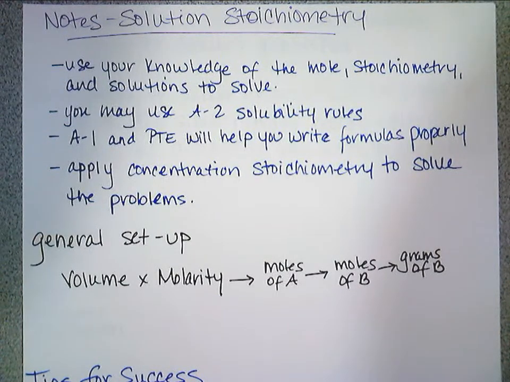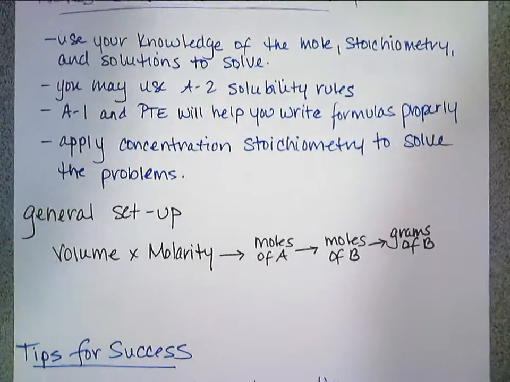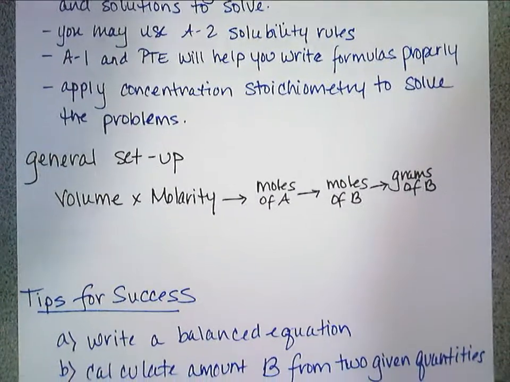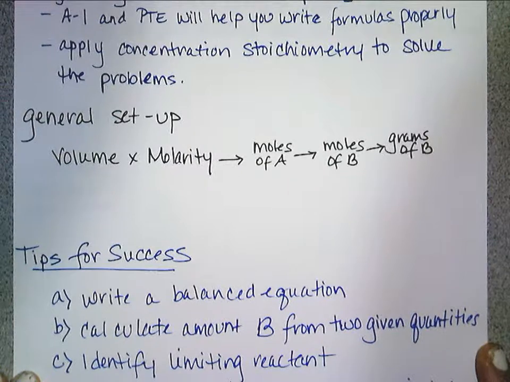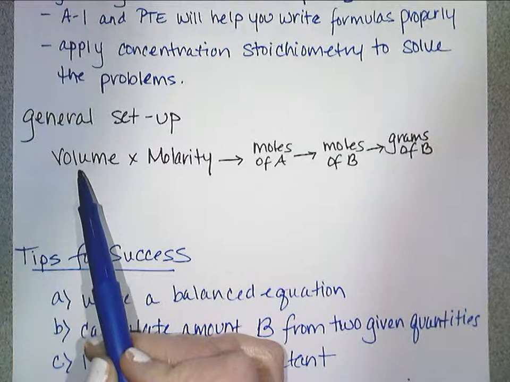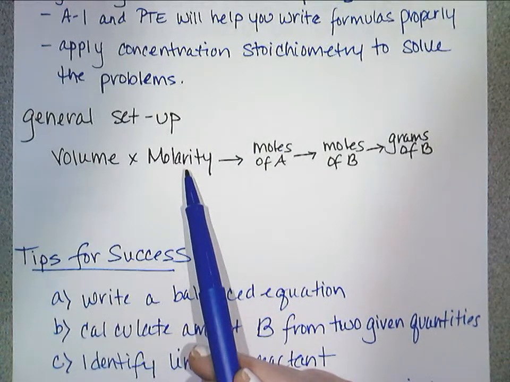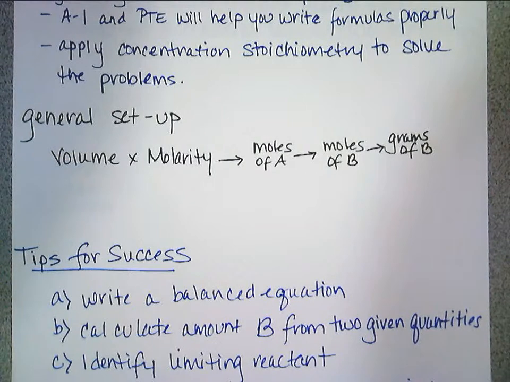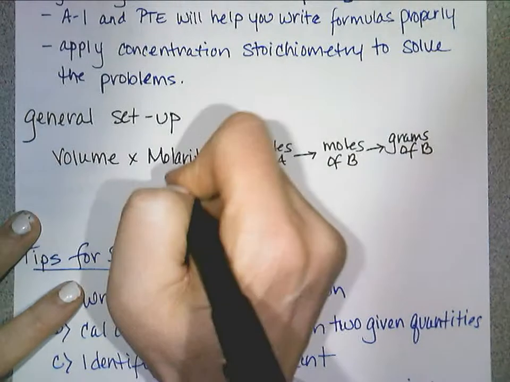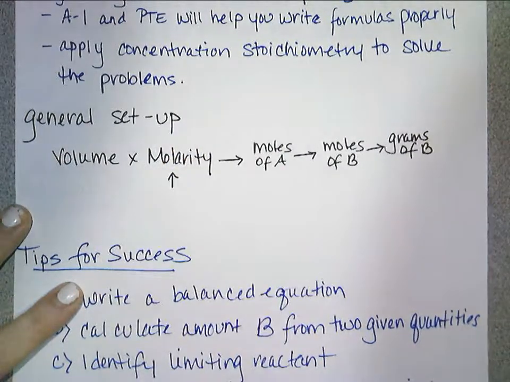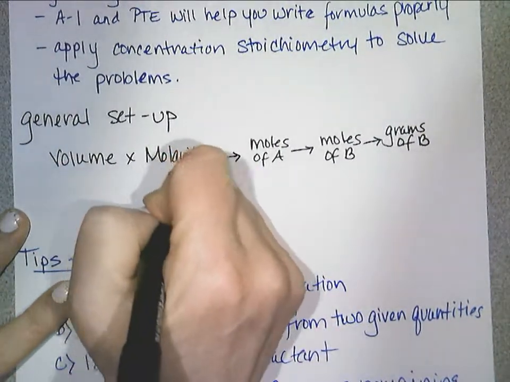The general setup for solving concentration stoichiometry problems is as follows. It's a mole map, except we start with volume in liters and we use molarity to cancel the liters. So this molarity is our new stoichiometric factor, our new conversion factor.